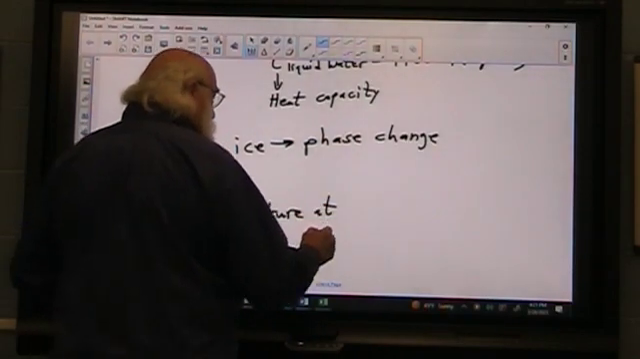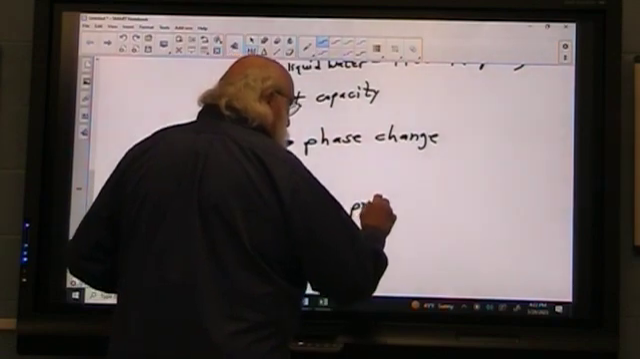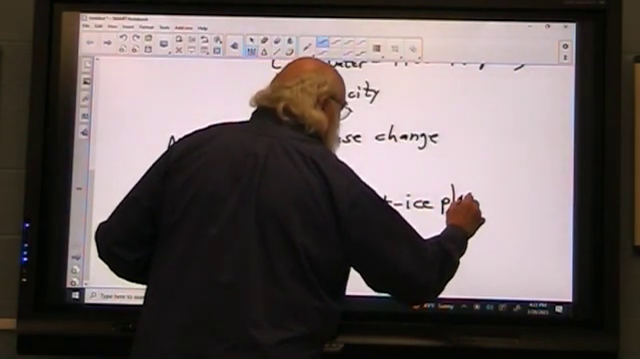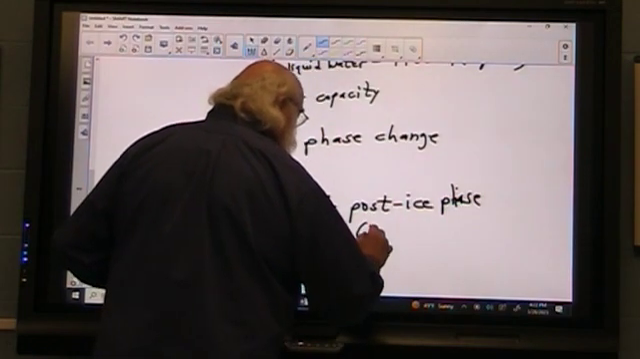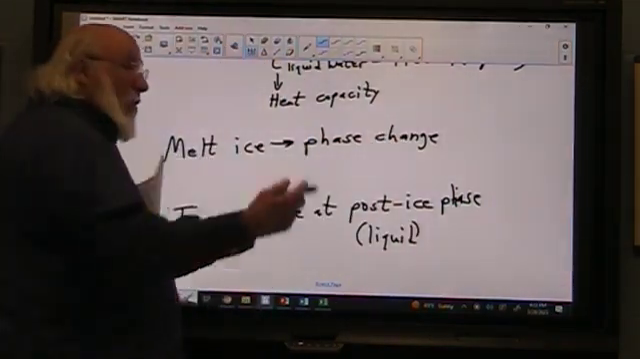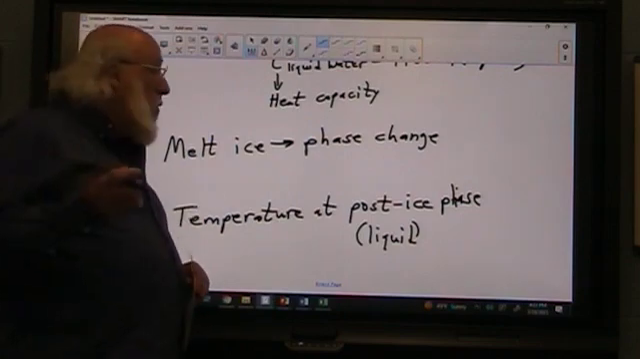At the post-ice phase. In other words, now it's going to be completely liquid. So there's the ice phase here, then there's the post-ice or liquid phase here. Now, it's going to involve 2 different equations.